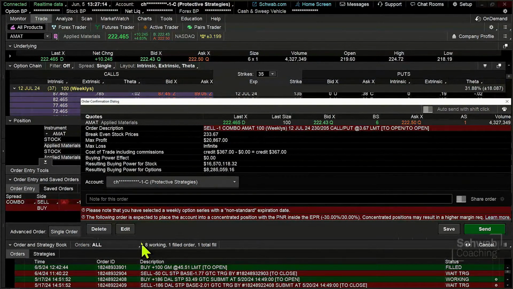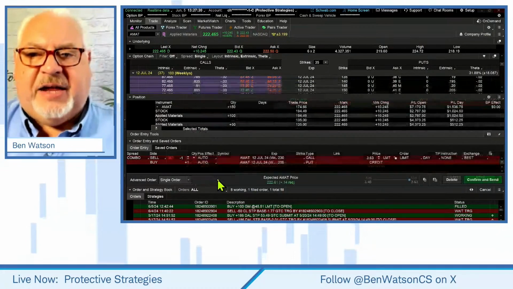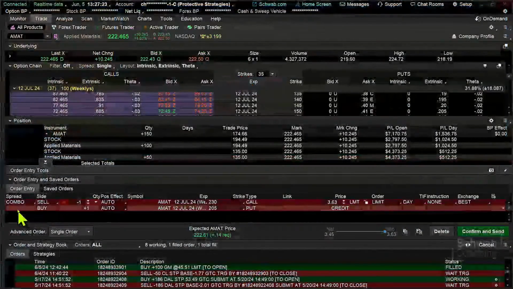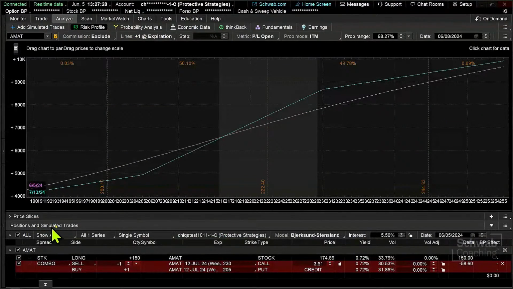Now, one of the things that I'm going to do, and again, remember, this is an intermediate to advanced level class, I'm going to click on the edit button here. I'm going to right click and send this order to the analyze tab. Okay. And so we're going to take a look at this combo trade, this collar strategy, along with the ownership of the underlying stock. Okay. So what we see, because remember, we've got 150 shares of stock here, is we've got a little bit more of a bullish bias because we're not hedging off or buffering the entire position in the underlying stock, right?